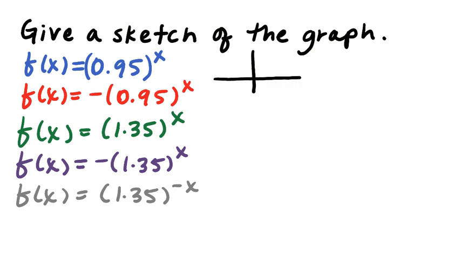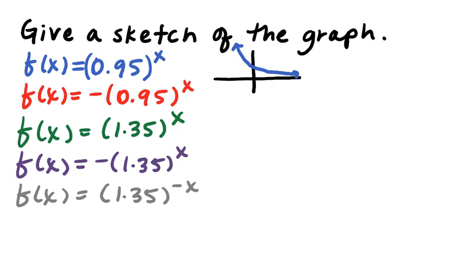0.95 to the x. The base of the exponent, 0.95, is less than 1, therefore it's going to be exponential decay. As x increases, we get closer to 0. As x goes to negative infinity, f of x gets bigger.